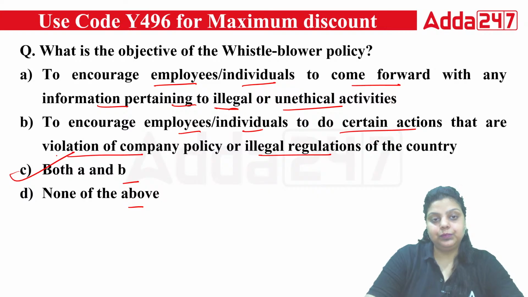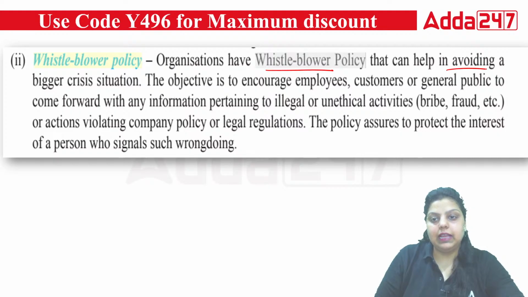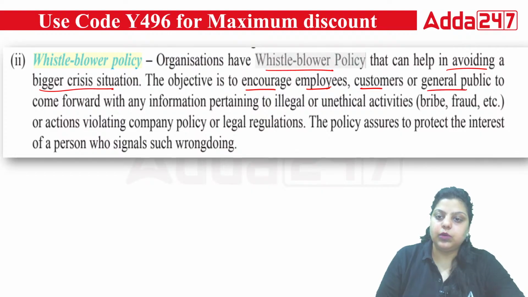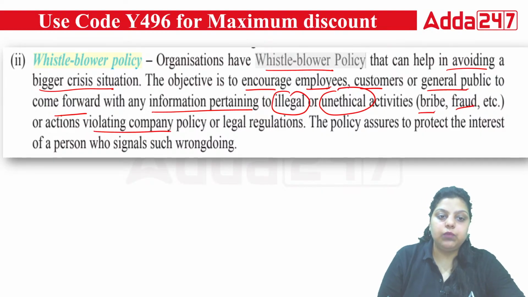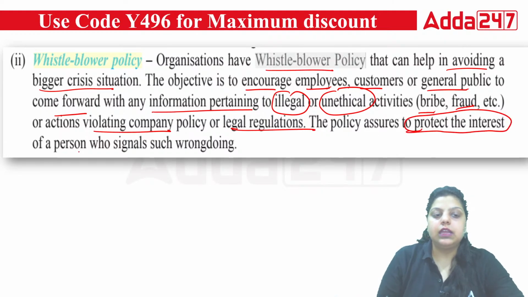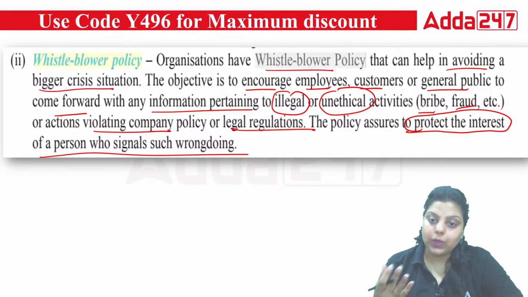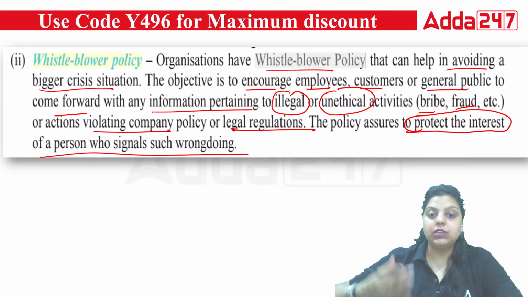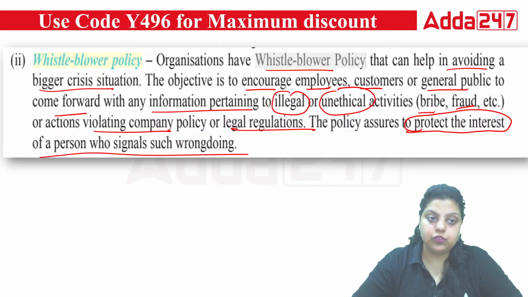Both are correct. So you can see here, organizations have the whistleblower policy that can help in avoiding a bigger crisis situation. The objective is simply to encourage the employees, customers or general public to come forward with any information pertaining to illegal or unethical activities, which can be bribery or fraud, or actions violating the company policy or the legal regulation. So the policy assures to protect the interest of a person who signals such kind of wrongdoing. If I am sharing the wrongdoing, then I will be protected from such people who might become a threat to my life. So that's the policy.